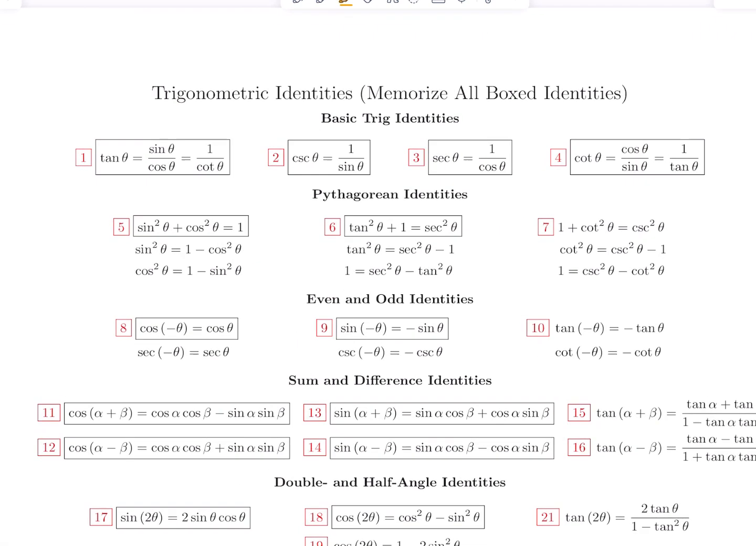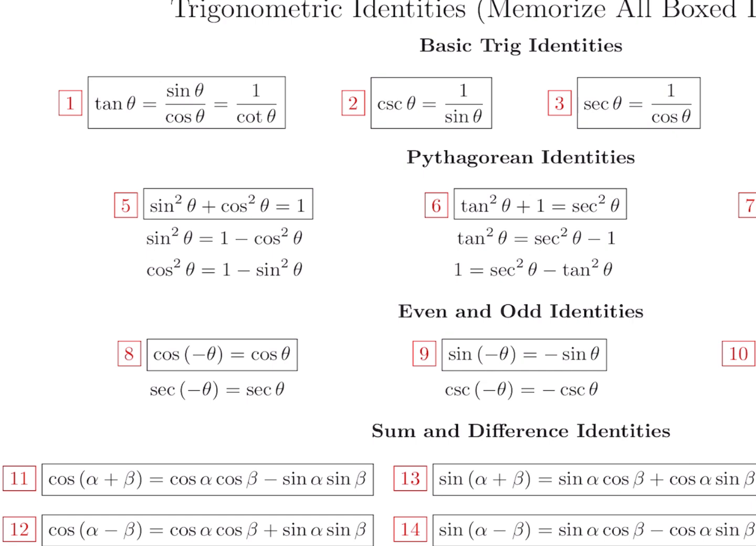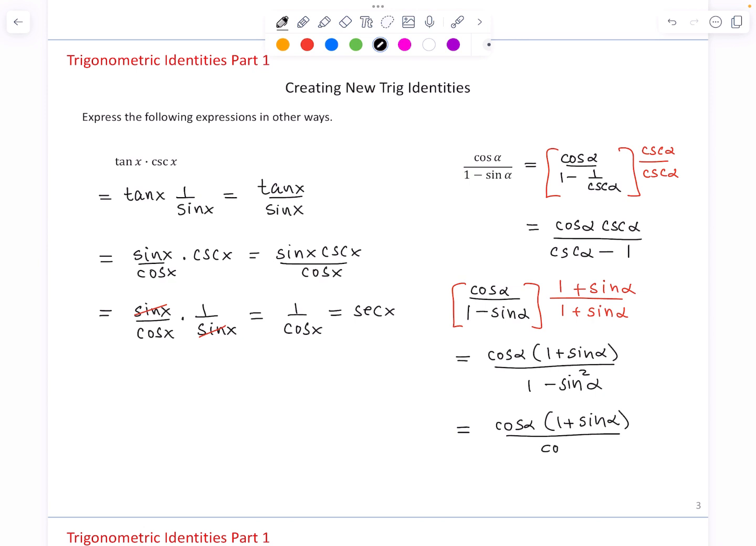And now I can make use of a variant of identity 5 that says that 1 minus sine squared of an angle is equal to cosine squared of that angle. And now, just like x over x squared would simplify to 1 over x, I can cancel this cosine of alpha with the square, or one of the two cosine of alphas down in the denominator, giving me a final simplification of 1 plus sine alpha over cosine alpha. So the original is equal to this.